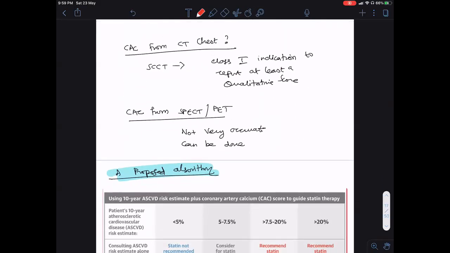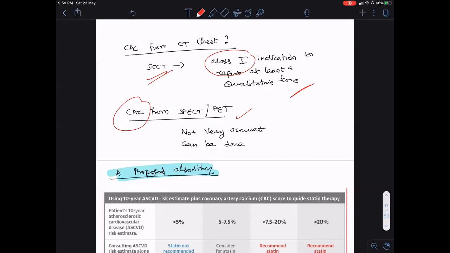So can coronary artery calcium be calculated just from a CT chest? The Society of Cardiovascular CT actually gives a class 1 recommendation to at least report a qualitative, not a quantitative, score, so as to risk stratify these patients. CAC can also be identified by using SPECT, but it is not very accurate, but it can be done.